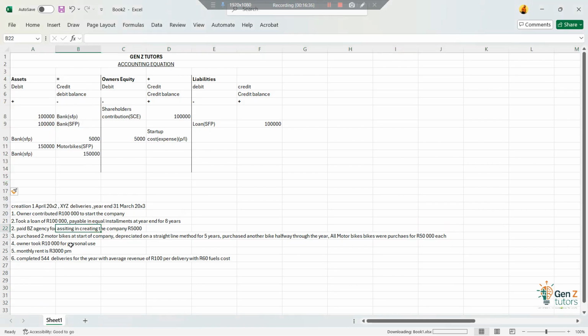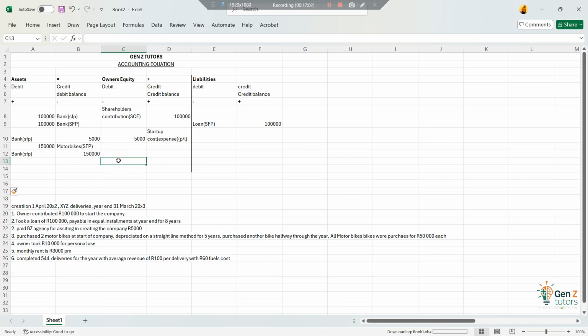So now depreciation for two motorbikes will be for the whole year, and then the one other motorbike will be for what? For halfway through the year. So now let's calculate our depreciation. We have to understand one other thing. Depreciation is what? An expense to us. An expense has a debit balance on the owner's equity, since there is a decrease in owner's equity.